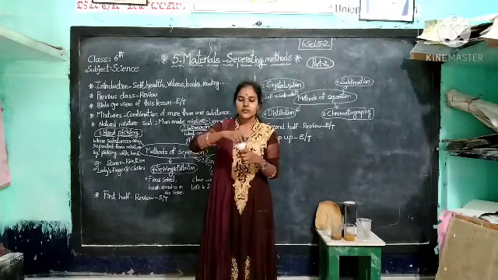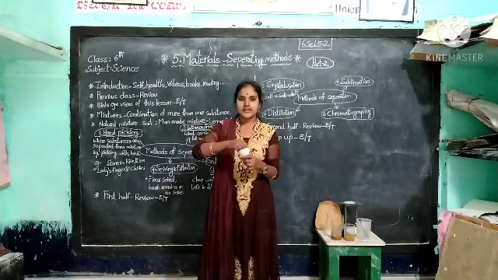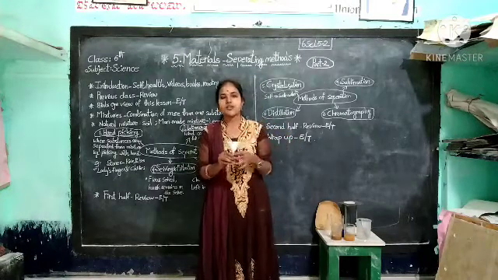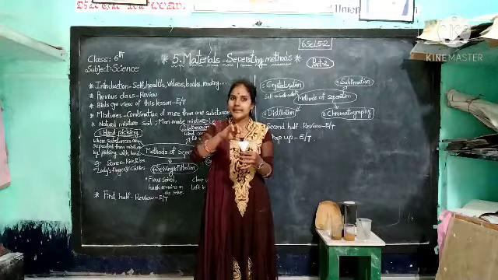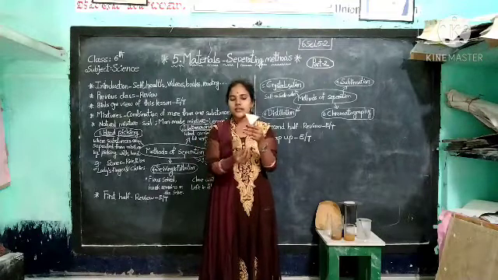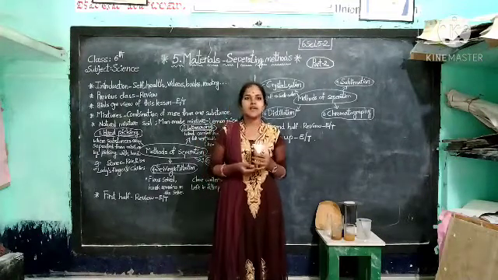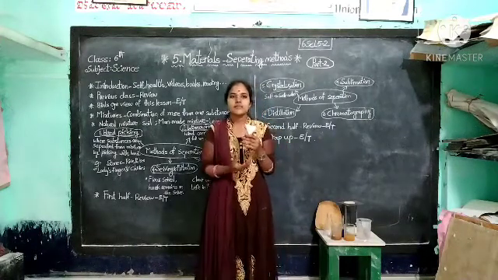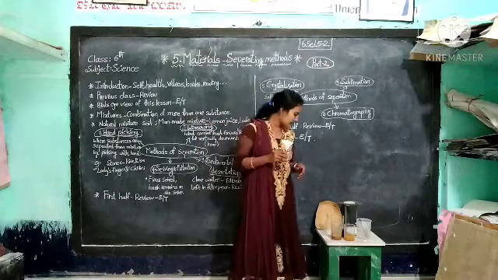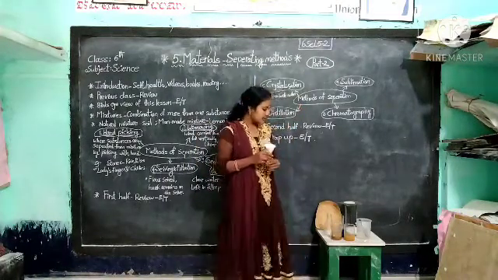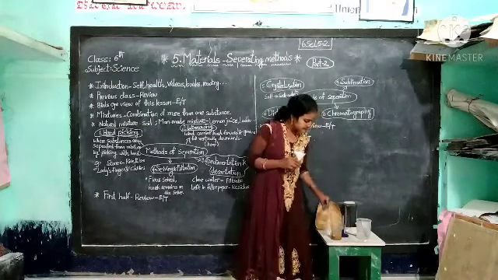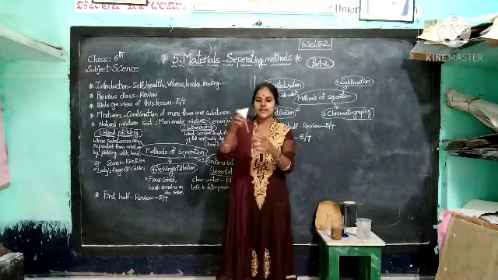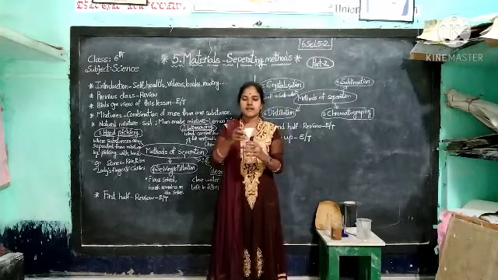You put the cone-shaped filter paper in the funnel like this. Now you pour the muddy water in it. After that you get fresh water in another beaker. Children, for example, you have to take this beaker and put it like this.